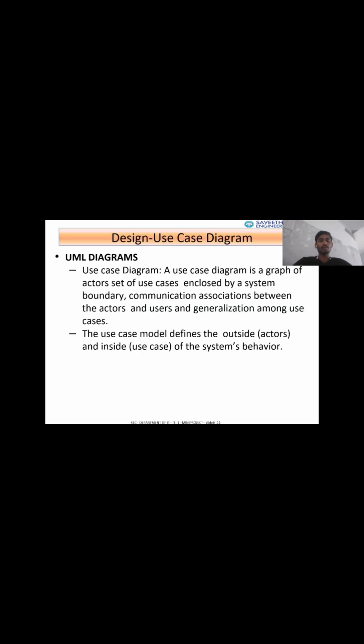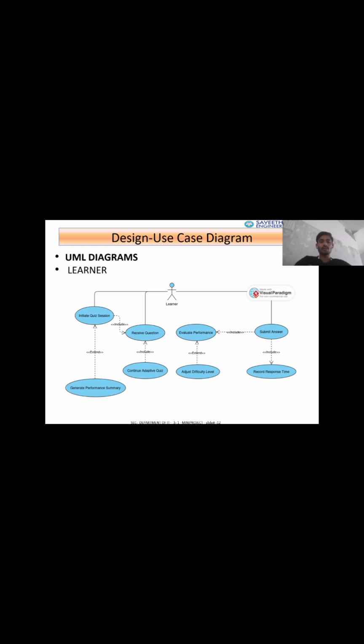If the student is performing well, the difficulty level is increased. If the student is struggling, the difficulty level is reduced. If the performance is average, the difficulty remains the same. After deciding the difficulty, the next question is selected from the question bank. This process continues until the quiz session is completed. The system design is explained using UML diagrams. Okay, then these UML diagrams include the use case diagram.